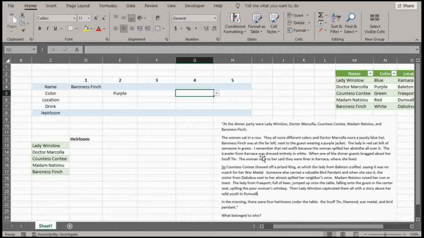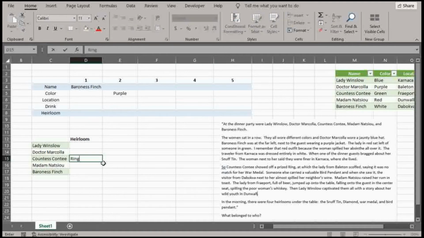Okay, so red, whether it's here or here, has a drink associated with it. Let's keep reading. The traveler from Karnaca was dressed entirely in white. Okay, that's a location. When one of the dinner guests bragged about her snuff tin, the woman next to her said that they were finer in Karnaca where she lived. Okay, so that's a clue. We just need to clarify the colors. So, hold on. Countess Conti showed up a prized ring.